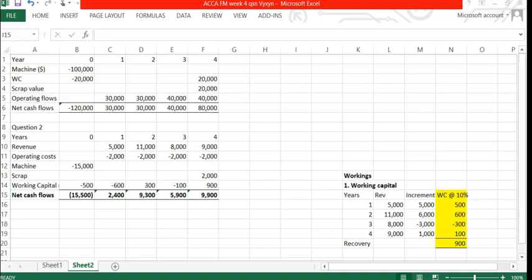Okay, hang on. In as much as we did the corrections, it also means that because the working capital is required at the start of the year, the first working capital requirement should be in year 0. Here it should be year 1, year 2, year 3, and the recovery of the working capital is going to be done in year 4.